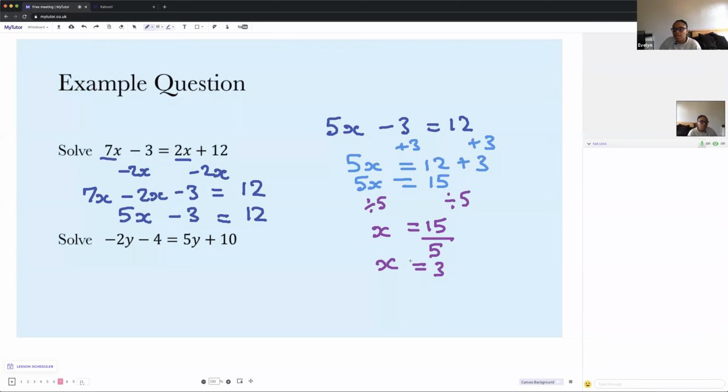Right, what I would like is for you guys to have a go at the last example question below and see what answers you get. Cool, so you've got a lot of y equals minus 2s.